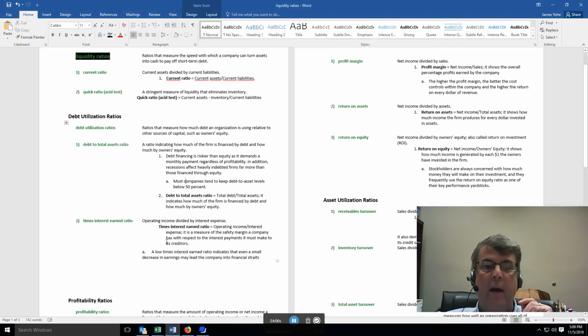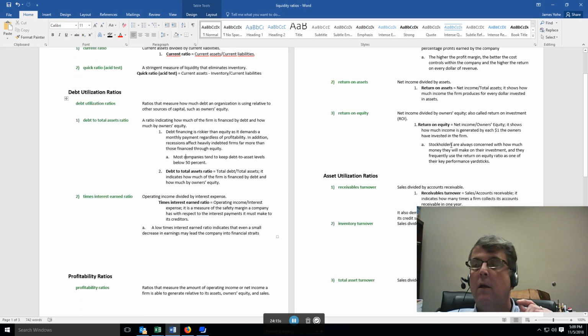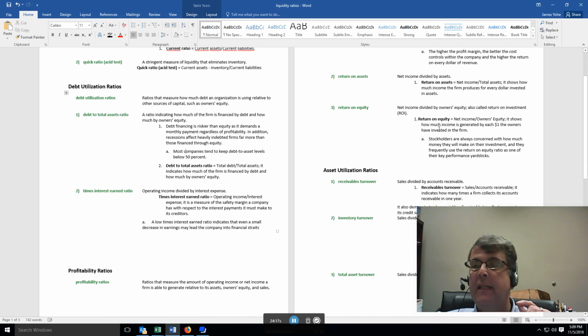This tells us how well the firm is using the investor's equity. And here you take net income divided by owner's equity, also called return on investment, ROI, but ROE is what most people call it. Return on equity shows how much income is generated for each $1 the owners have invested in the firm. Stockholders are always concerned with how much money they will make on their investment, and they frequently use the return on equity ratio as one of their key performance yardsticks.